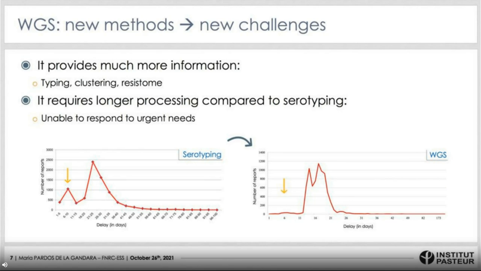However, it requires a long processing compared to the serotyping, and it is unable to respond to urgent needs. As you can see in the graphs in the bottom, we have lost the ability to give fast answers for serotyping that we had in about 6 to 10 days. This is gone, and the fastest we can go with the sequencing at the moment is about 15 days.